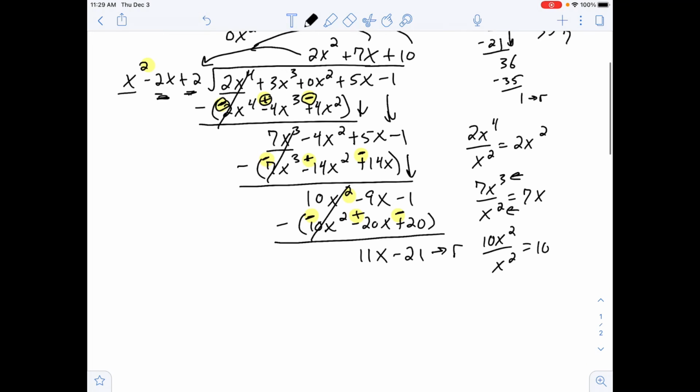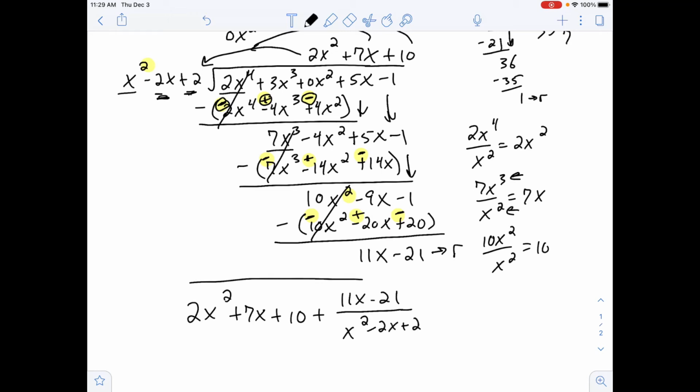So the answer is 2x squared plus 7x plus 10. And then the remainder, so plus 11x minus 21 over our divisor, which is x squared minus 2x plus 2. So that is the final answer doing long division to divide this problem.